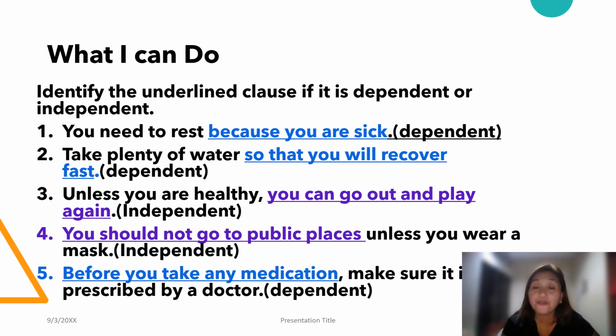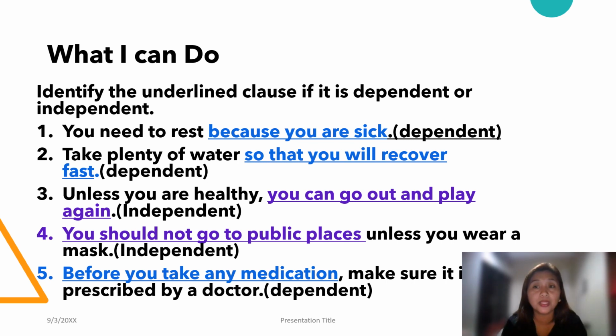Number five, last number. Before you take any medication, that is also a dependent clause. Why? Because it doesn't convey complete idea, and it has a subordinating conjunctions at the first line or before the sentence. Do you agree with me?